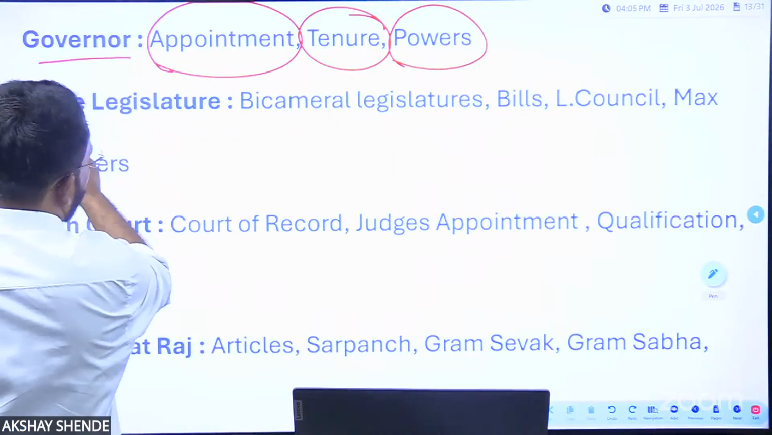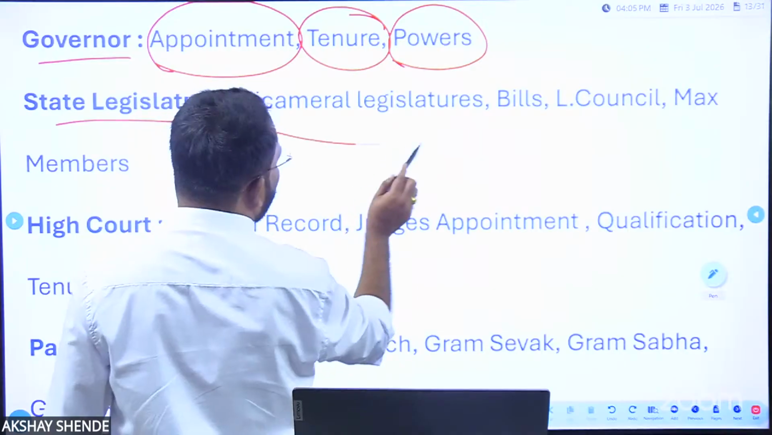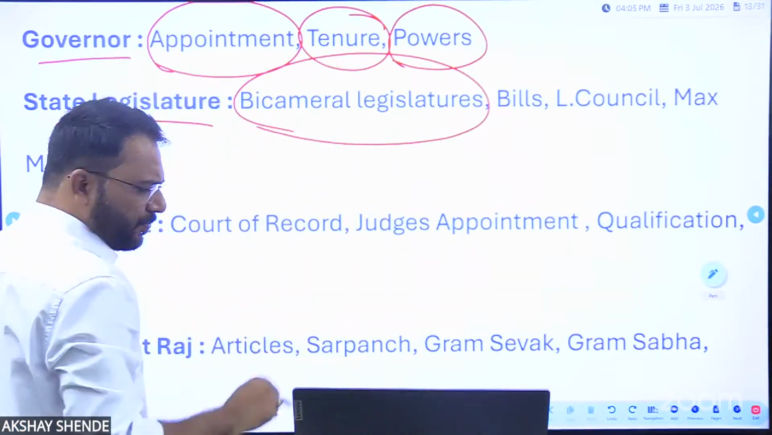Now comes the state legislature. Bicameral legislature. This is the favorite question of the commission.